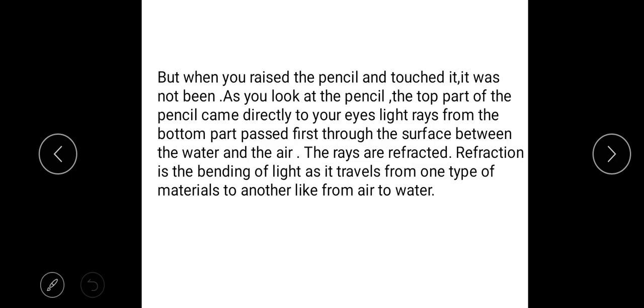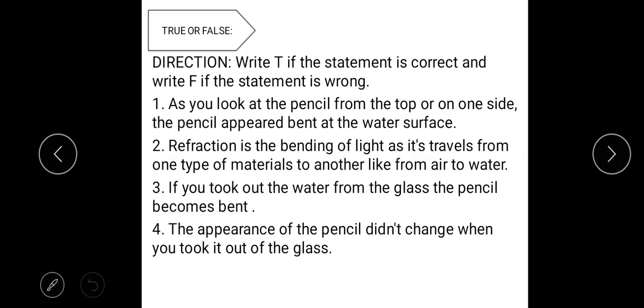But when you raise the pencil and touch it, it was not bent. As you look at the pencil, the top part of the pencil came directly to your eyes. Light rays from the bottom part passed first through the surface between the water and the air. The rays are refracted. Refraction is the bending of light as it travels from one type of material to another, like from air to water.